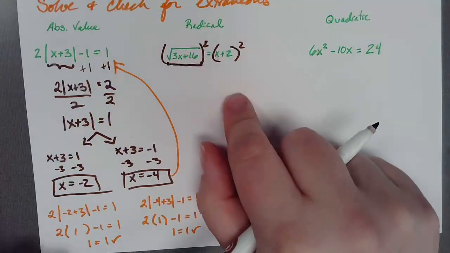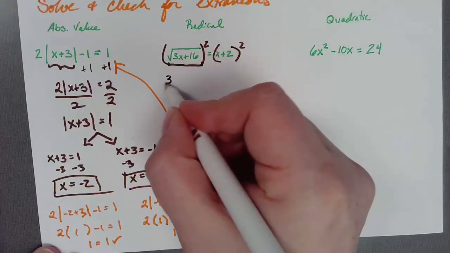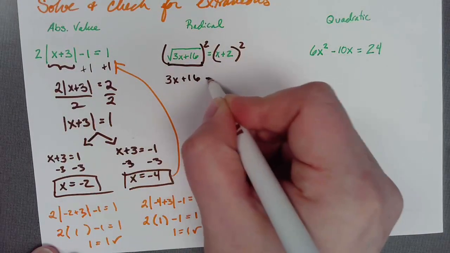Most of you, if you're going to make a mistake with these, it's going to be in this immediate next step. So when I square and square root something at the same time, those just cancel out. So I get 3x plus 16 over here.